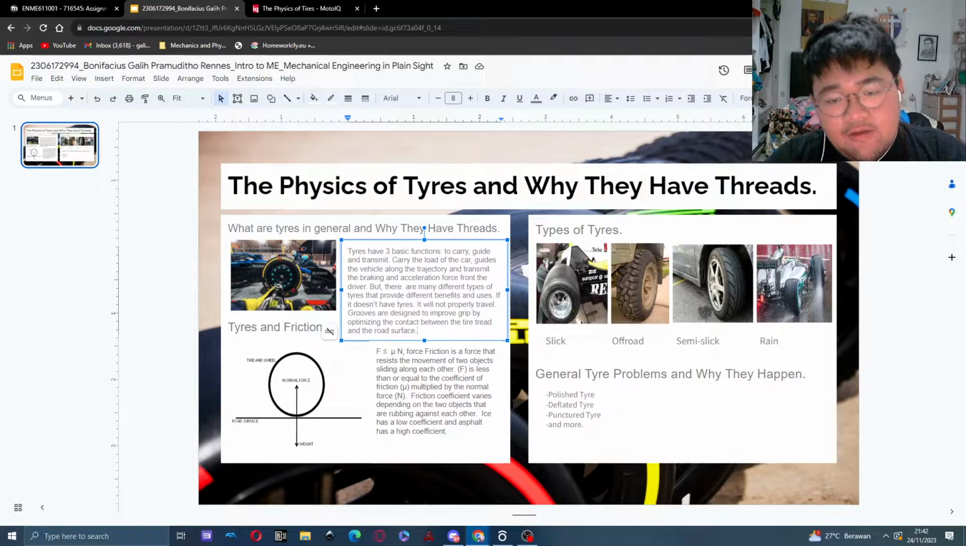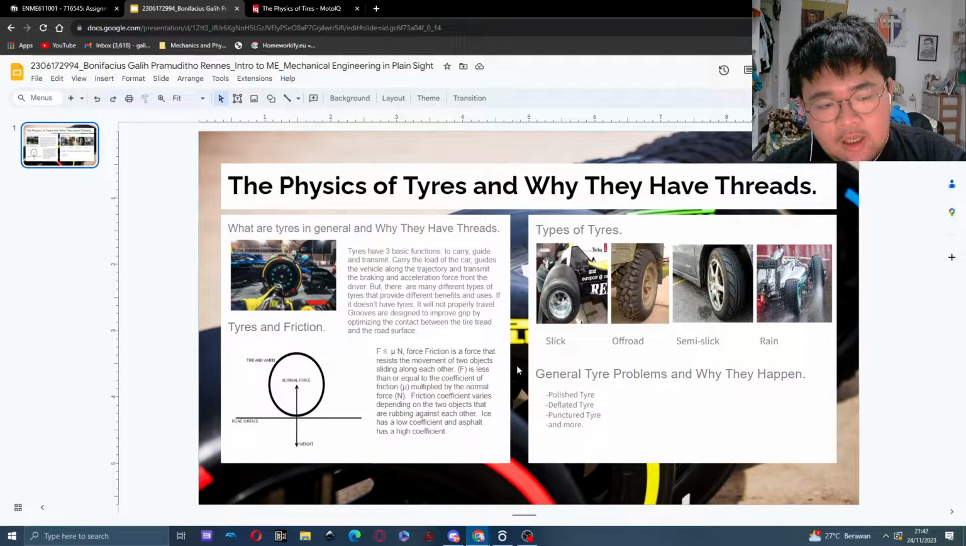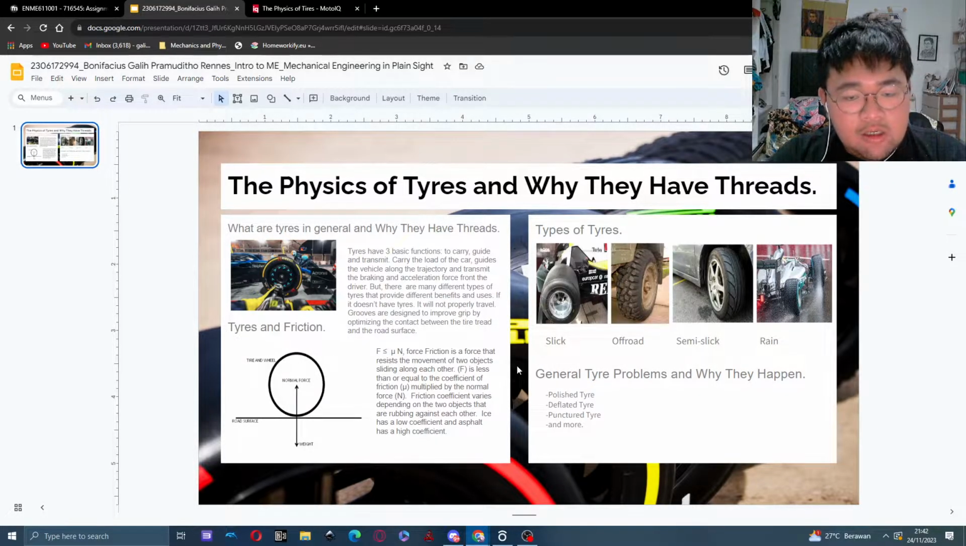There are many different types of tires and uses, but in general, if cars do not have treads or tires in general, they would not properly travel. In general, grooves are designed to improve grip by optimizing the contact between the tire and tread and the road surface. Before we dive into the types of tires, you have to know how it works and how it correlates with friction.